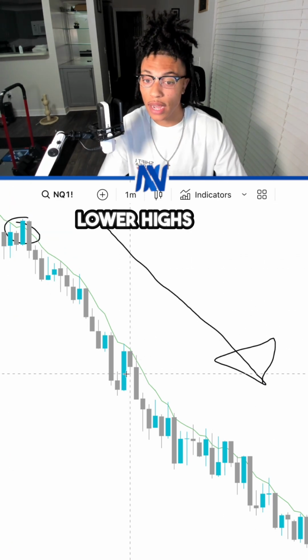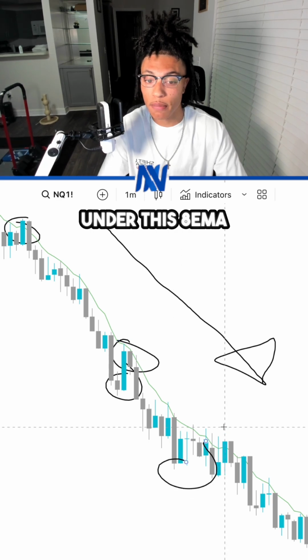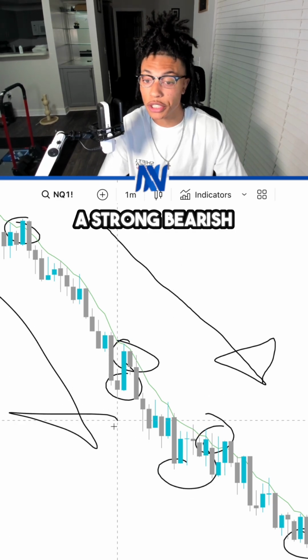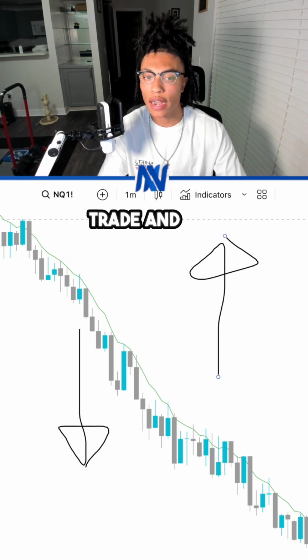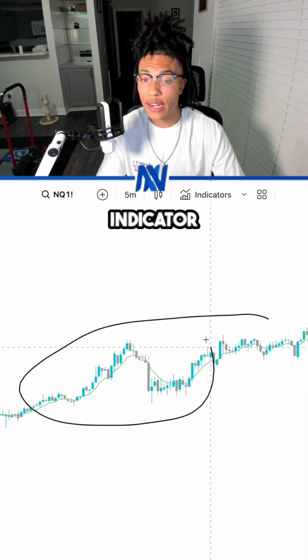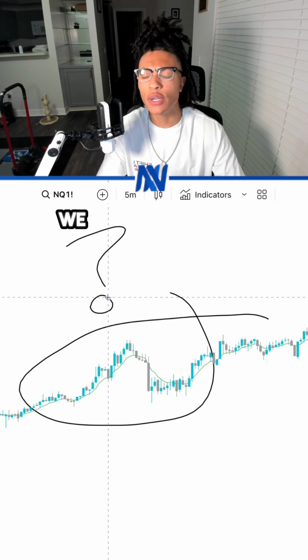As we can see, lower highs and lower lows are being formed under this 8MA, which signals a strong bearish trend going to the downside. And since we see that, we will be targeting a bearish trade and not trying to fight the trend. Now, with using this indicator, you may be wondering, how exactly do we get into a trade?